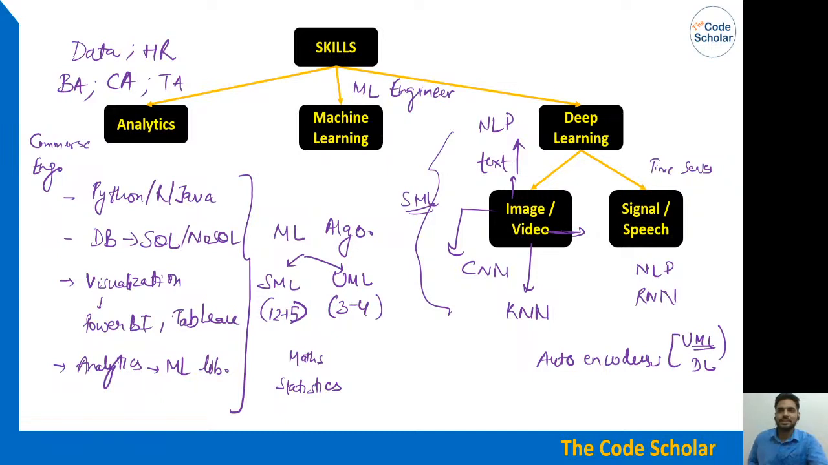Voice detection, which niche? I think voice detection is a niche that falls under NLP only. A detection part, right? It can fall under NLP or RNN.